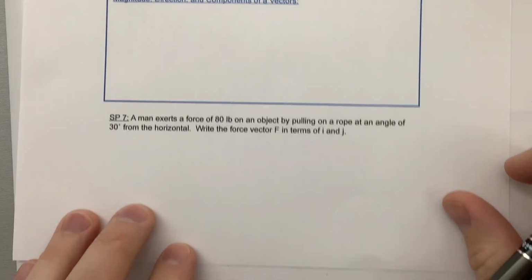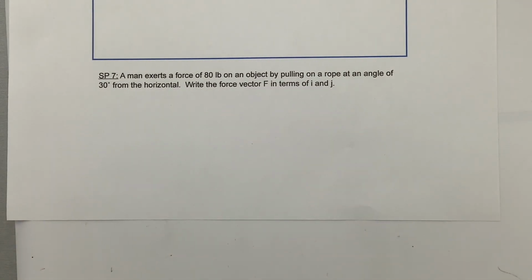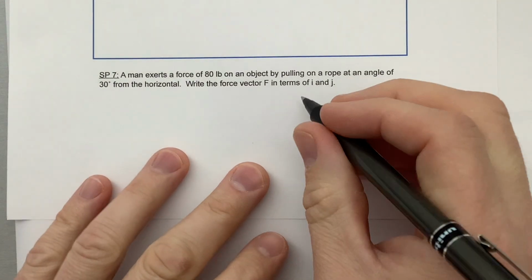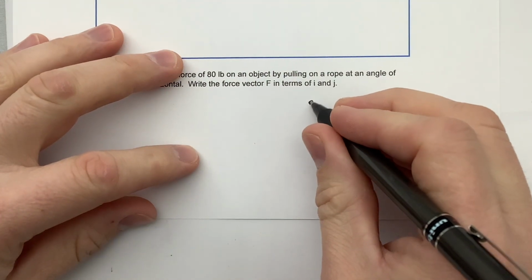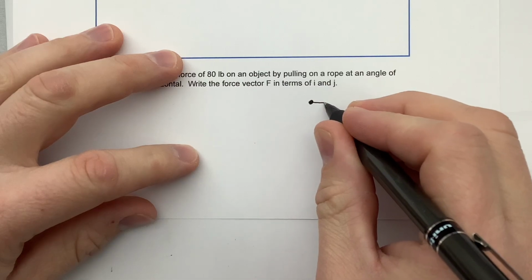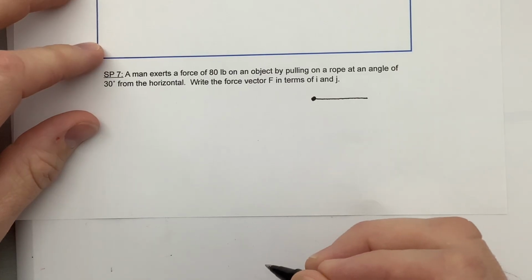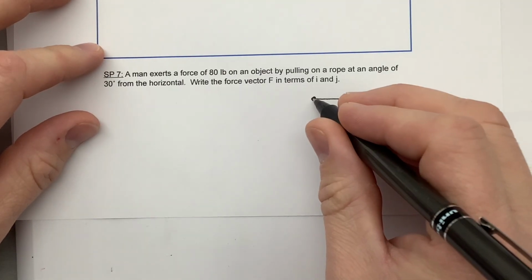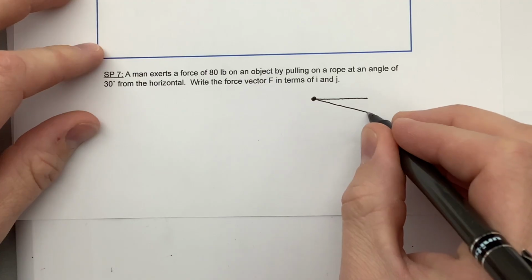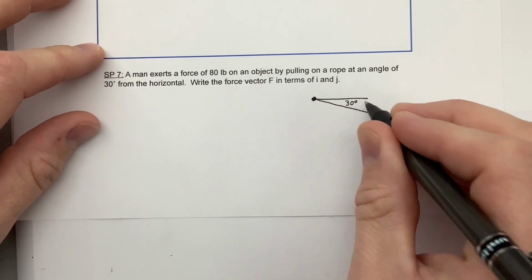So let's go ahead and look at number 7. Got a man that's exerting a force of 80 pounds on an object by pulling on a rope at an angle of 30 degrees from the horizon. We want to write this force vector F in terms of i and j. So here we go. Let's draw the picture here to get us going. Here's our object. Got our 30 degrees with the horizon. Now it could be above or it could be below. Let's go ahead and go below. There's our 30 degrees that we've created.